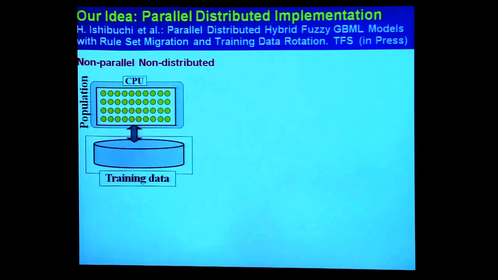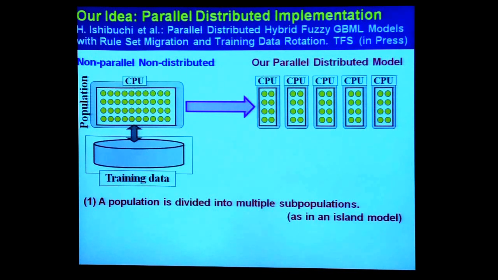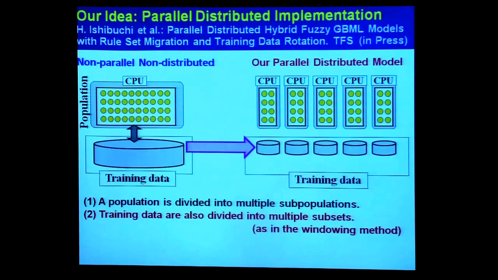And now I'd like to explain our idea, parallel distributed implementation. Here we have the non-parallel, non-distributed standard model of evolutionary computation. One population and one training data set. First, the population is divided into multiple subpopulations, as in an island model. So here we have 5 subpopulations. Then the training data are also divided into multiple subsets. Here we have 5 training data subsets. This is the same idea as in the windowing method.